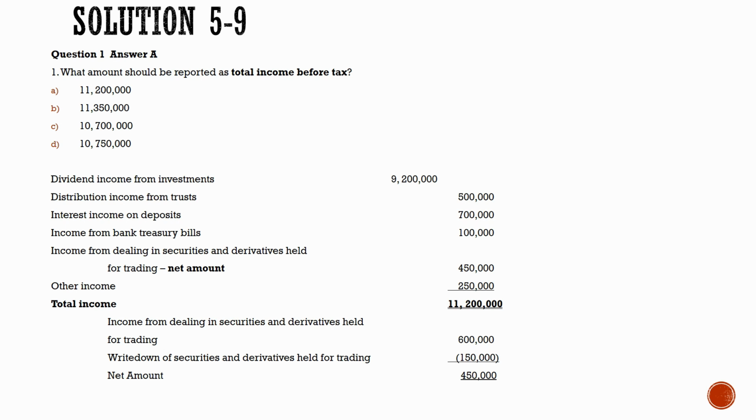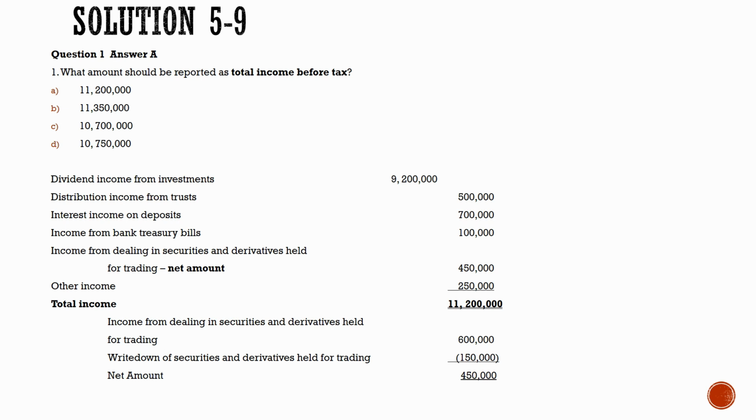Next na identify natin is kung may unrealized gain or loss ba on that investment measured at fair value through other comprehensive income. That investment is an investment made in a firm or project through the purchase of a large quantity of debt with the expectation of being paid back plus interest. So, dito sa problem, ang part nito ay ang income from bank treasury bills na 100,000.